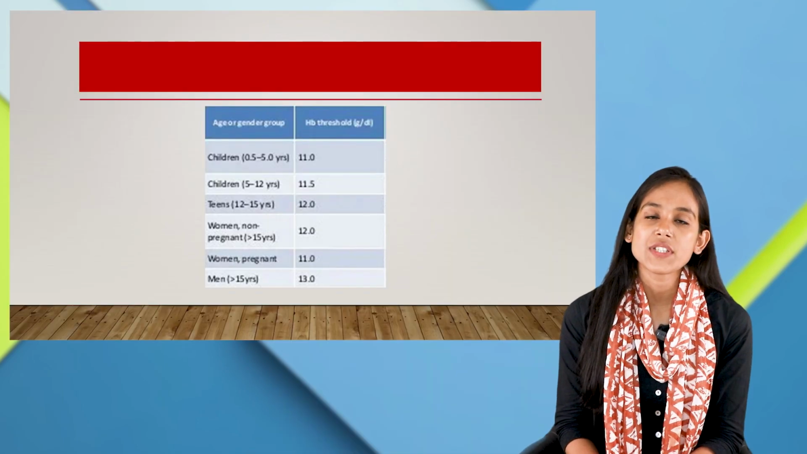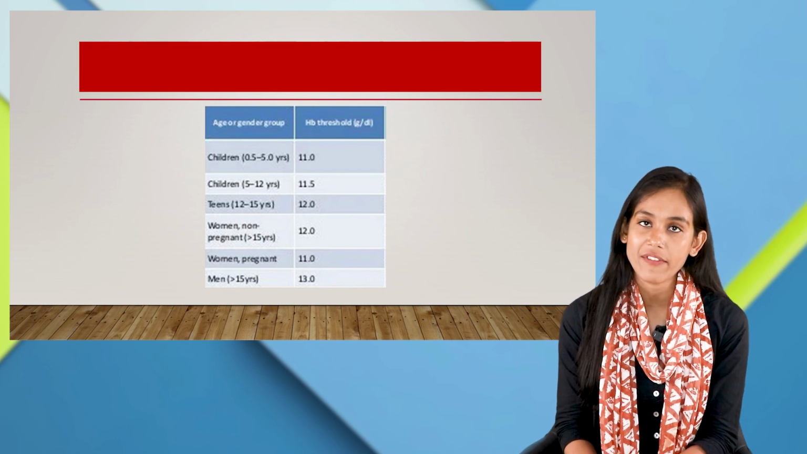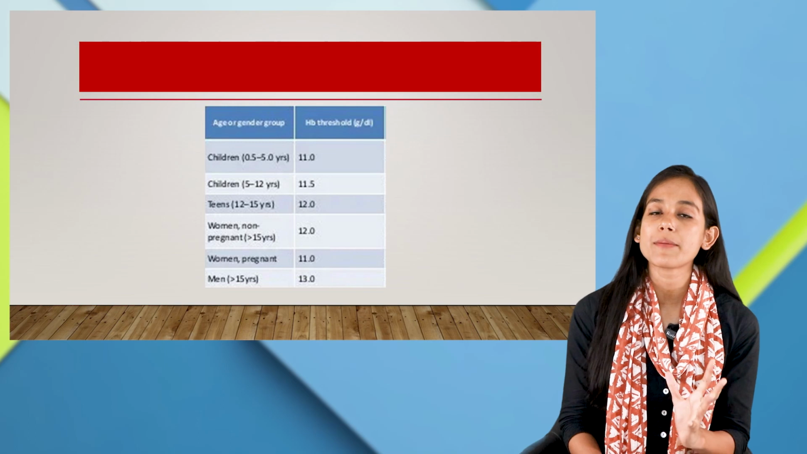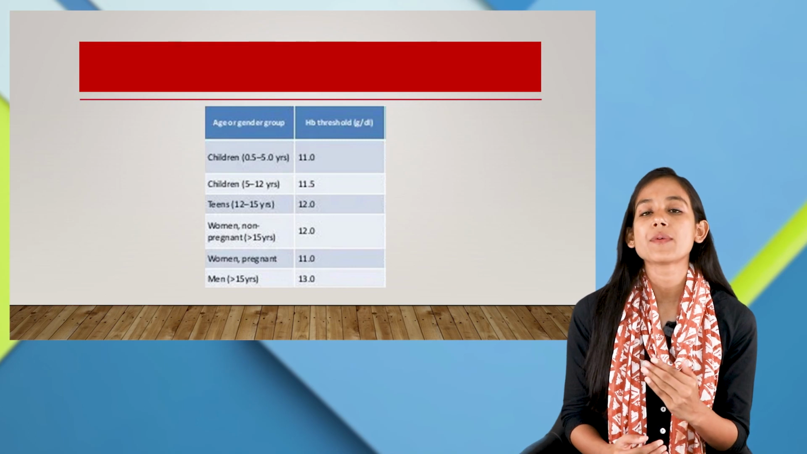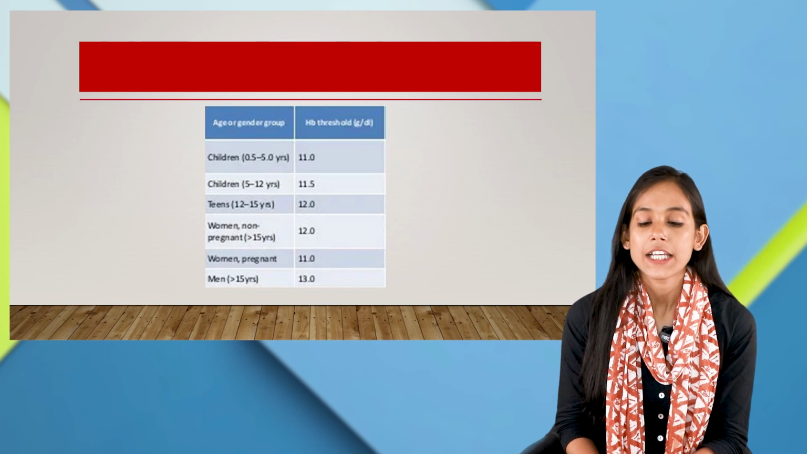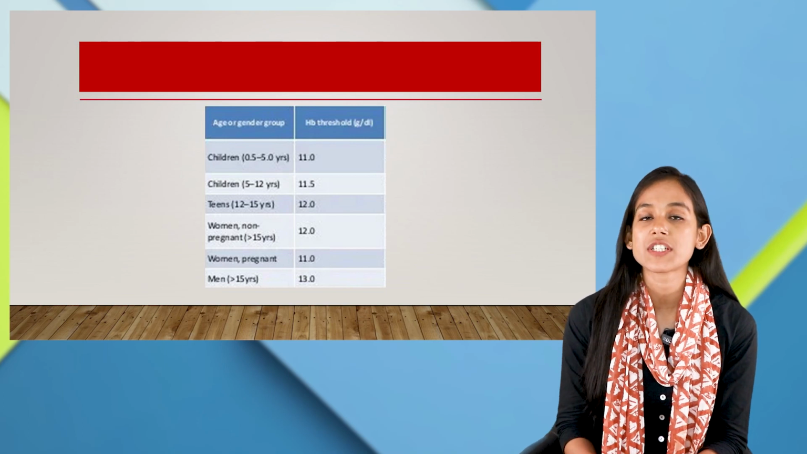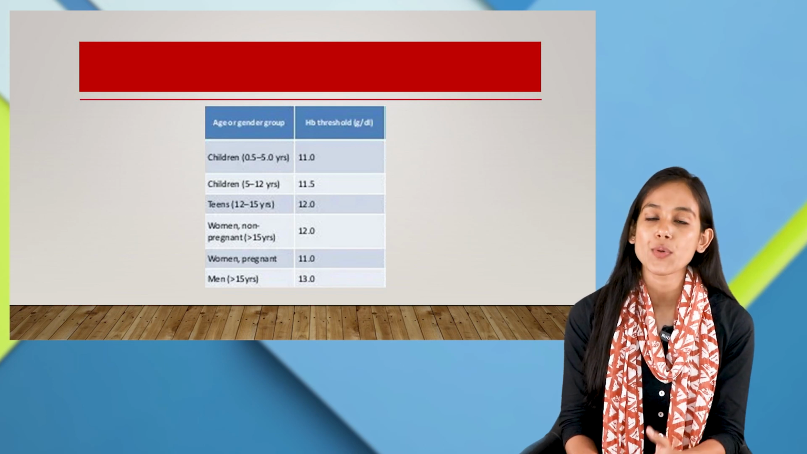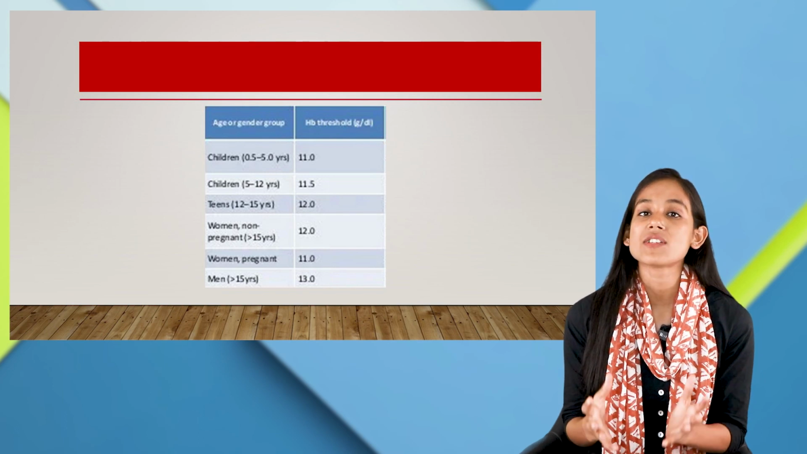First, we will see in children. In children, that is 0.5 to 5 years, it is 11 gram per dL. So till 5 years of age, the normal hemoglobin concentration is 11 gram per dL, and if it is below that, we call it anemia. From 5 to 12 years, it should be 11.5 gram per dL, and for 12 to 15 years, it is 12 gram per dL. When the hemoglobin concentration is below these levels, the child is anemic.